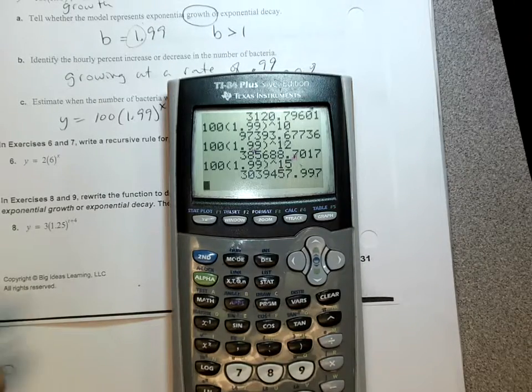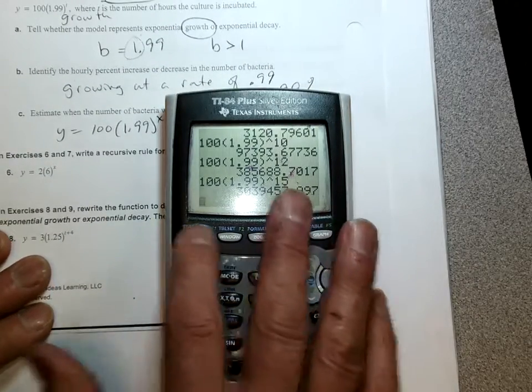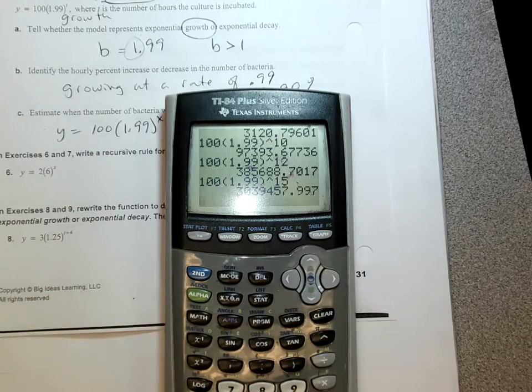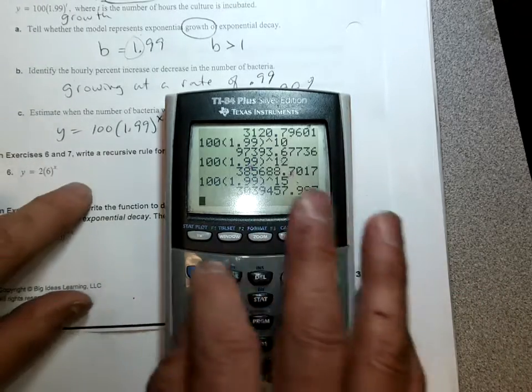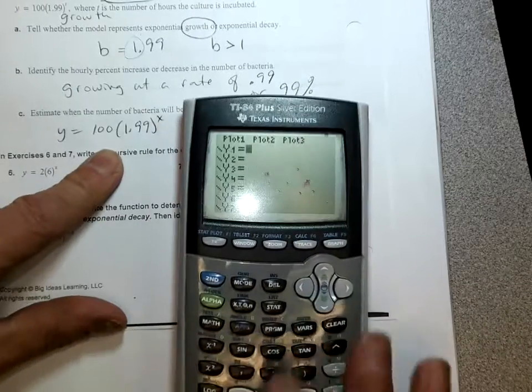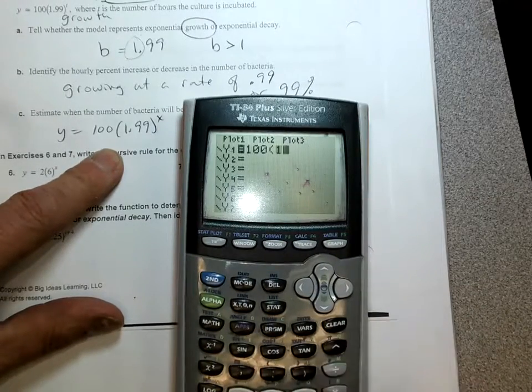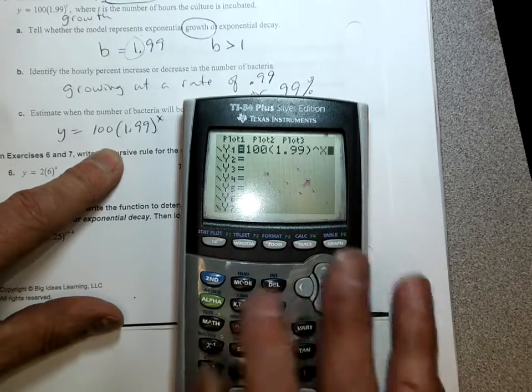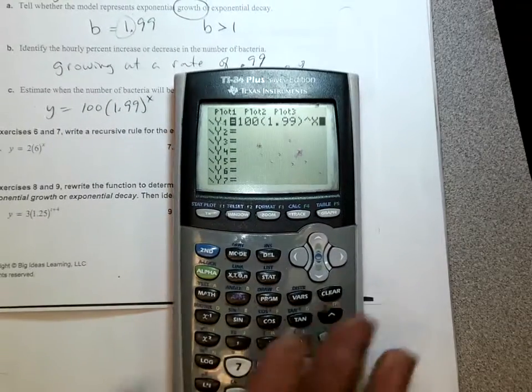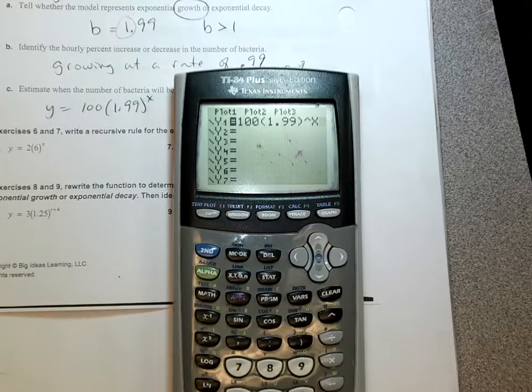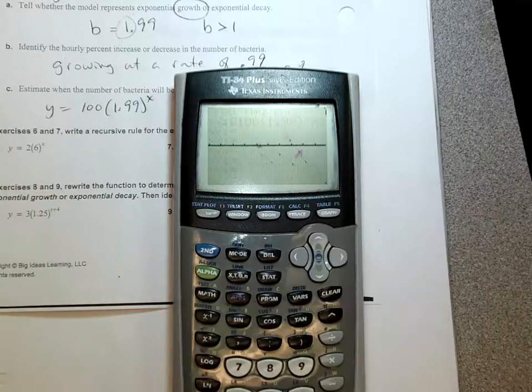Okay, now watch. I'm going to do it another way, because this is just guess and check, guess and check, guess and check, right? So if I graph it, let's go to y equals, and I'm going to put in my 100 times 1.99 to the power of x. Okay, now watch. If I graph this, it's going to be better than guess and check.